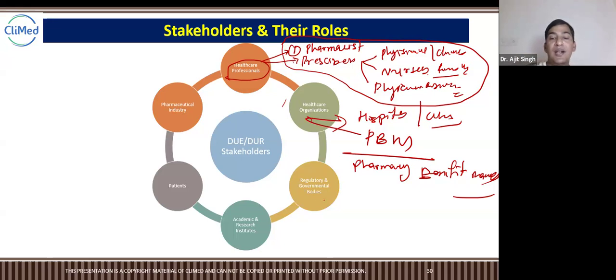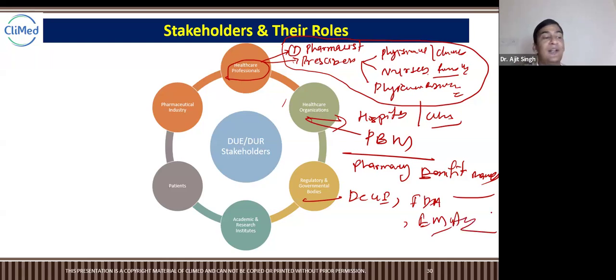And then the third part here is regulatory and governmental bodies. So regulatory and governmental bodies, first thing is national, like we have DCGI, and in the US they have the FDA, and in Europe they have the EMA, the European Medicines Agency, right? So what these bodies do is monitor and enforce compliance with the medication safety guidelines. They work on the medication safety guidelines.